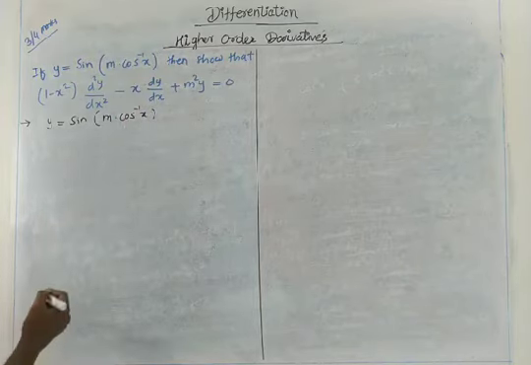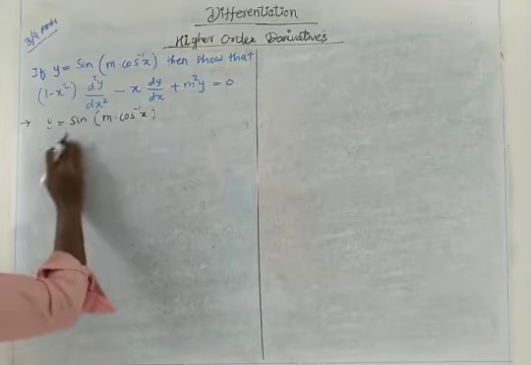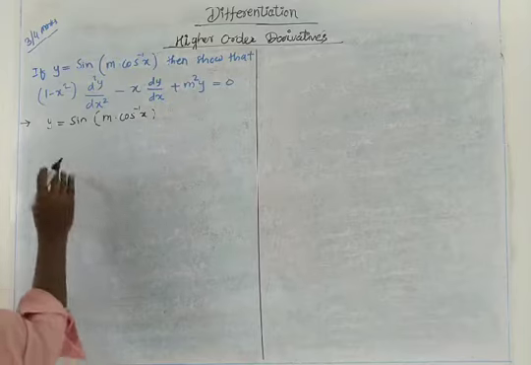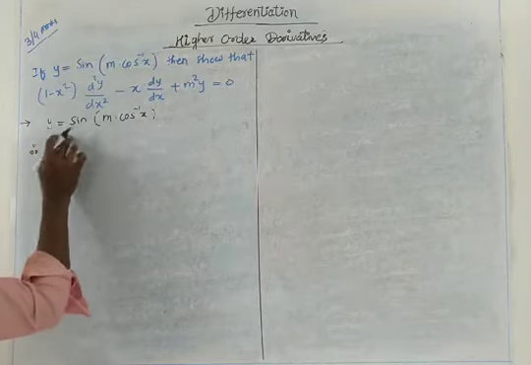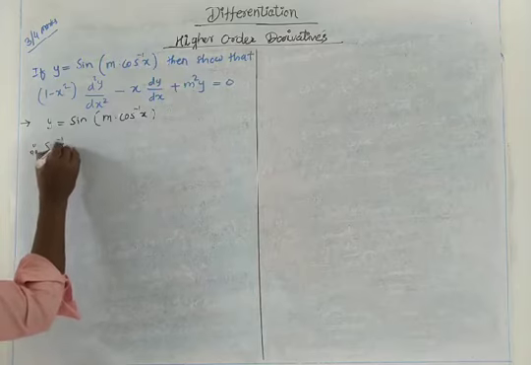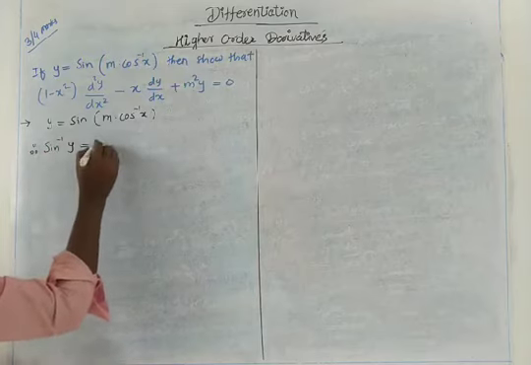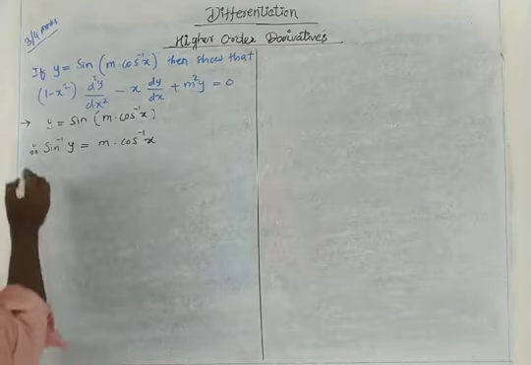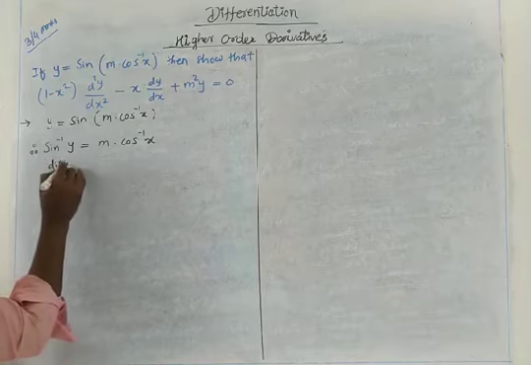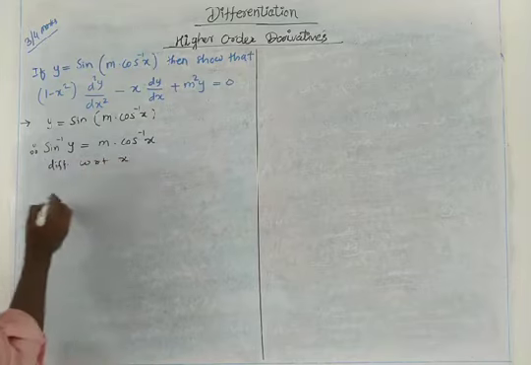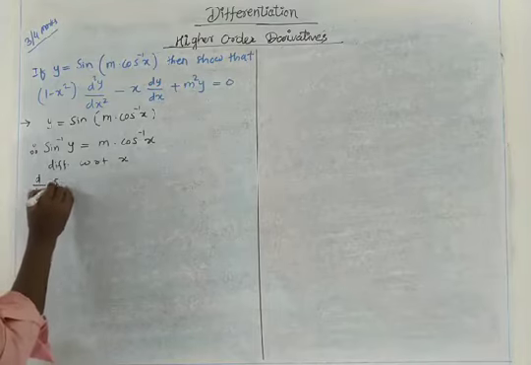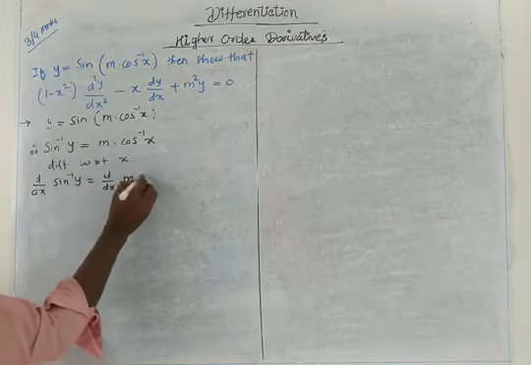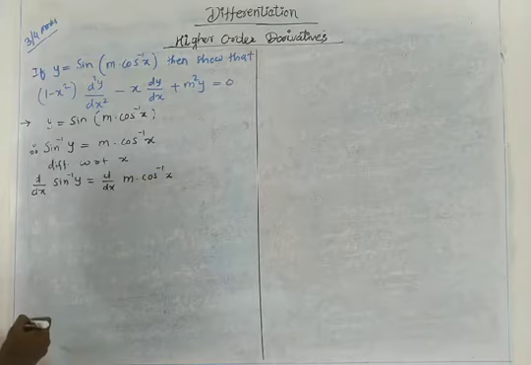So follow the steps which I am following and try to learn it properly. If you have any doubt with the steps, you can ask that particular step in query. See what I am doing first. I shifted its sine from right to left. So sine inverse y is equal to m into cos inverse x. Okay. Now start with finding differentiation. Differentiating with respect to x. So d dx of sine inverse y is equal to d dx of m into cos inverse x.